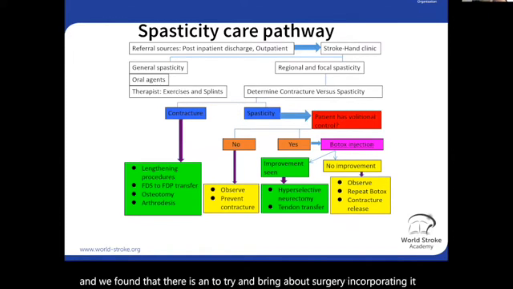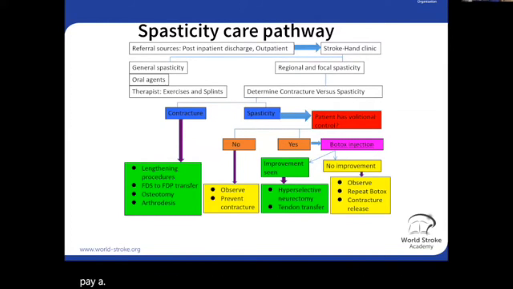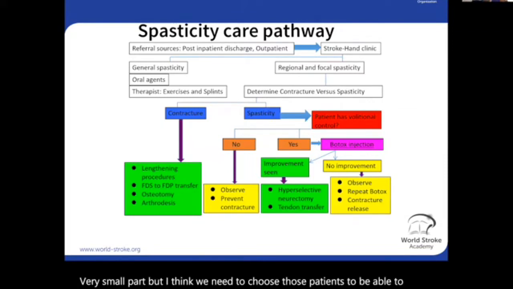I want to make it very clear that surgery is not the end all. We play a very small part, but I think we need to choose those patients to be able to provide some form of improvement in the patient's overall experience following stroke spasticity. So this is our pathway that we have.